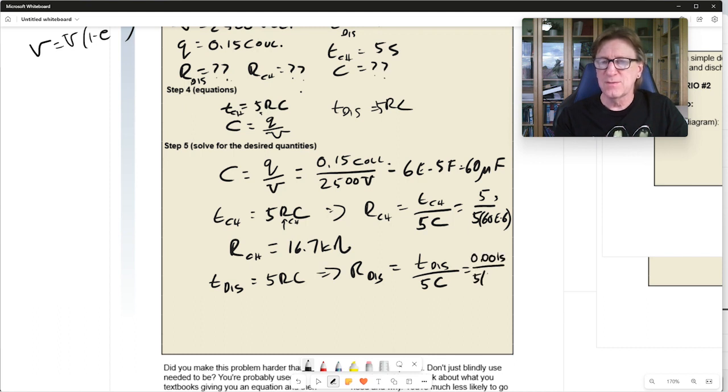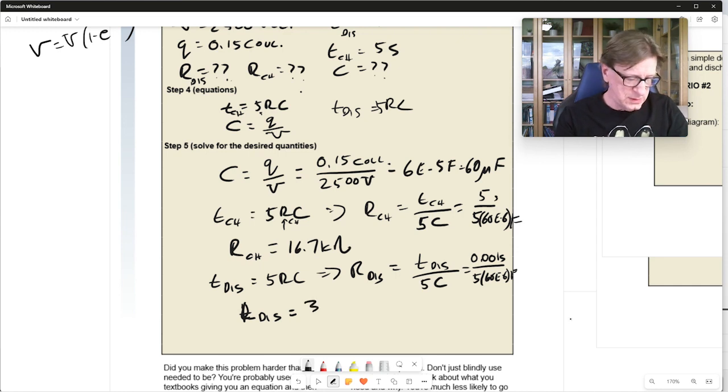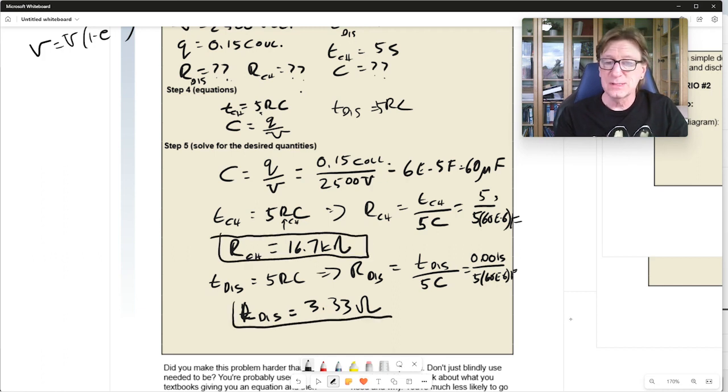And then again, I've got 5 times 60 e to the minus 6 farads. Both of those are farads. And so work out the math, and you will find that the discharge resistor should be 3.33 ohms. And then, therefore, we have designed our defibrillator.